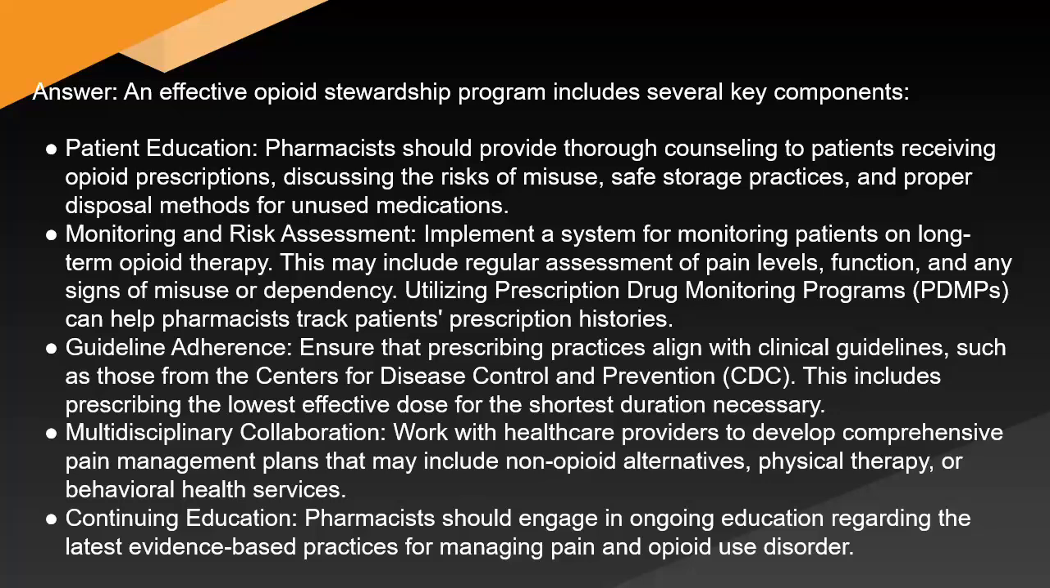Monitoring and risk assessment. Implement a system for monitoring patients on long-term opioid therapy. This may include regular assessment of pain levels, function, and any signs of misuse or dependency. Utilizing prescription drug monitoring programs (PDMPs) can help pharmacists track patients' prescription histories. Guideline adherence. Ensure that prescribing practices align with clinical guidelines, such as those from the Centers for Disease Control and Prevention (CDC). This includes prescribing the lowest effective dose for the shortest duration necessary.